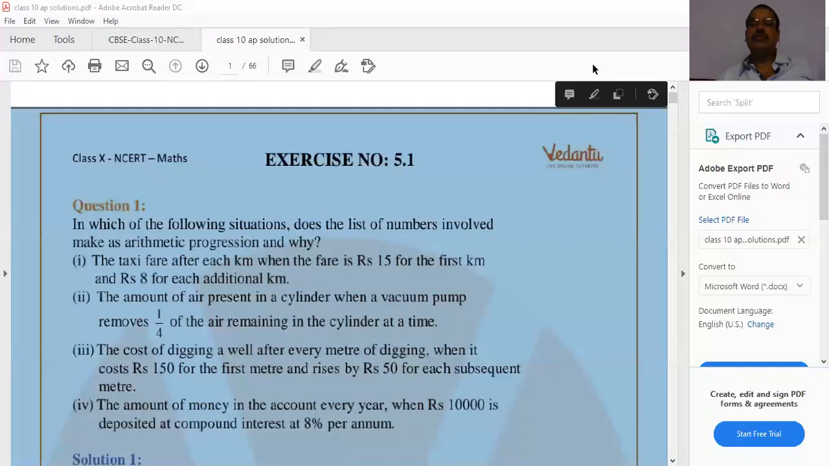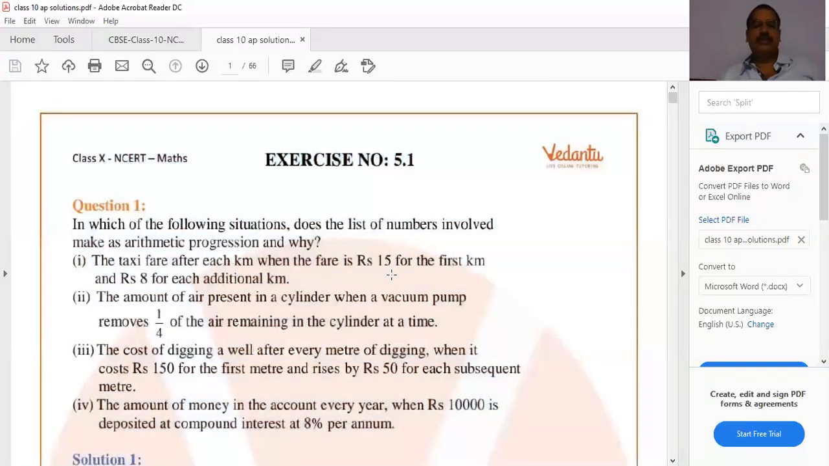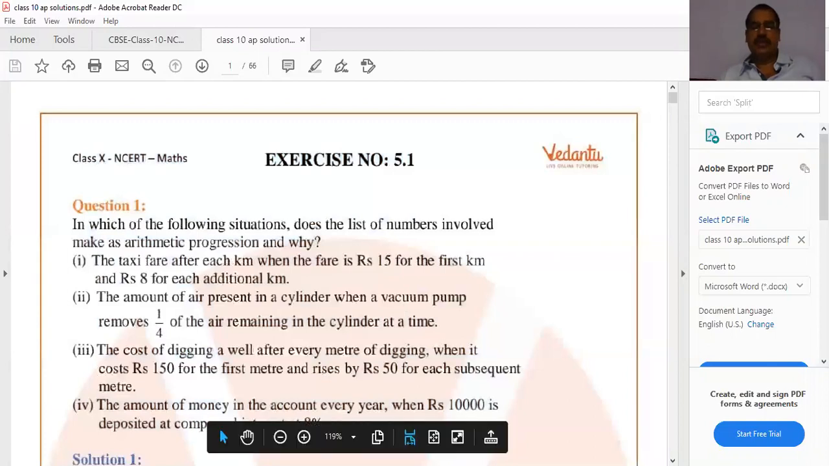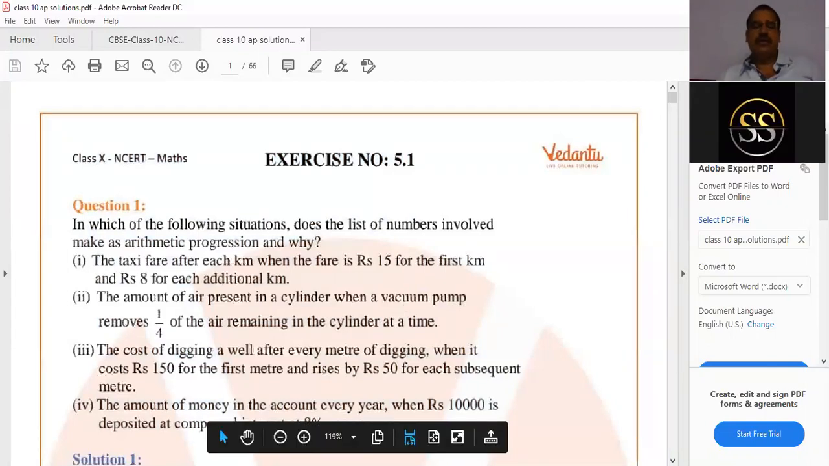But no sound, Somasekara. Not giving any sound. You are not responding. Somasekara, I don't know.